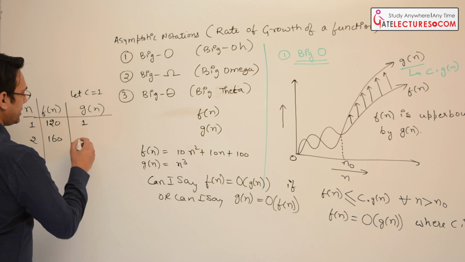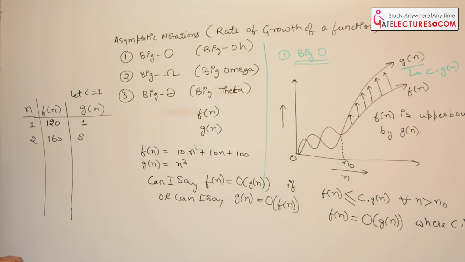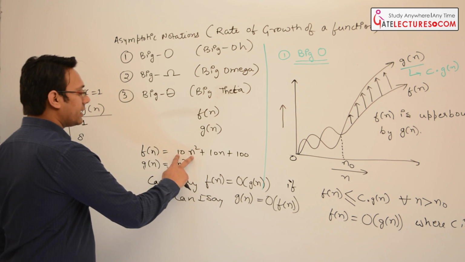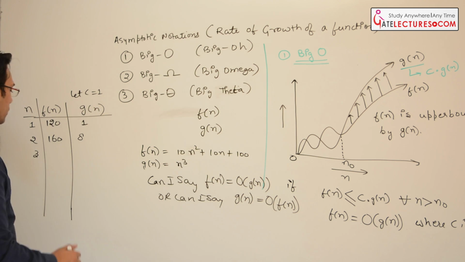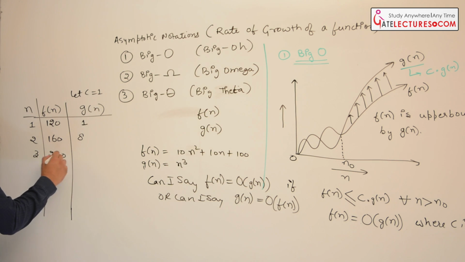And what is the value of Gn? Gn is 8. Now if the value of n is 3, then what is Fn? Fn is 90 plus 30, which is 120, 120 plus 100 is 220. And what is the value of Gn?